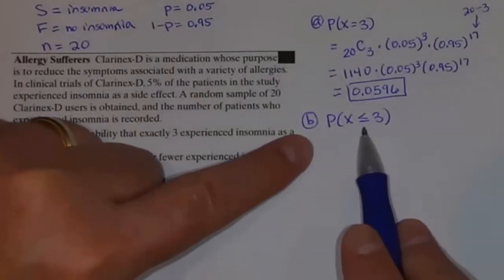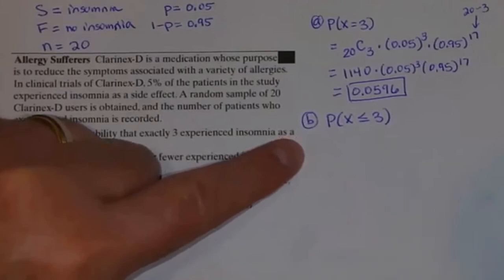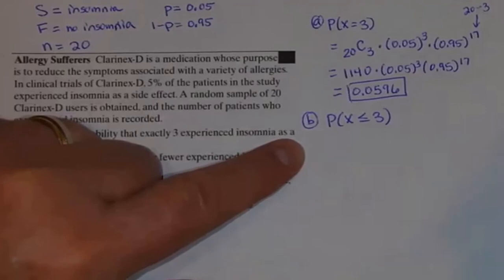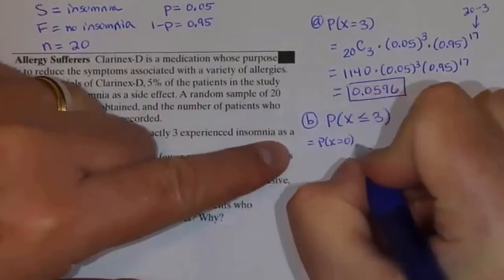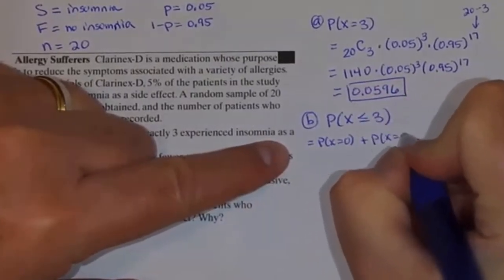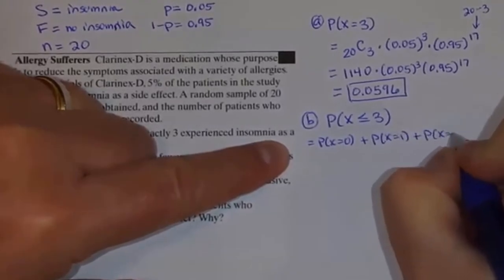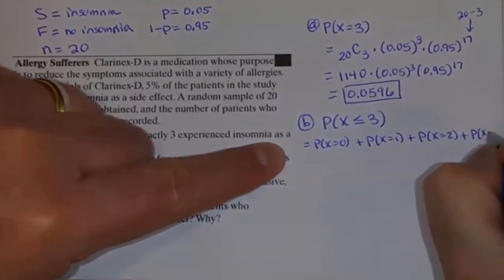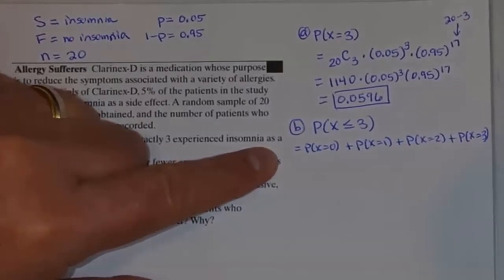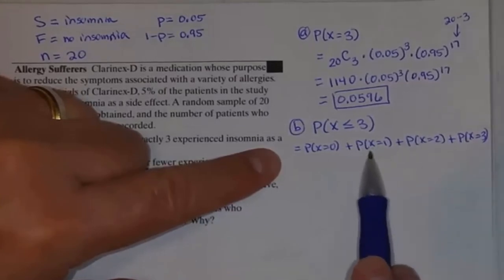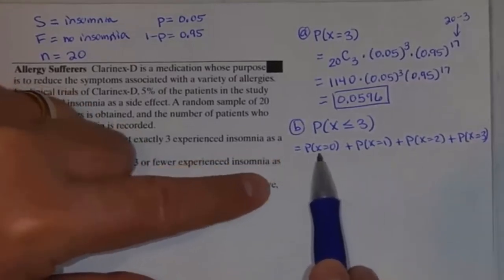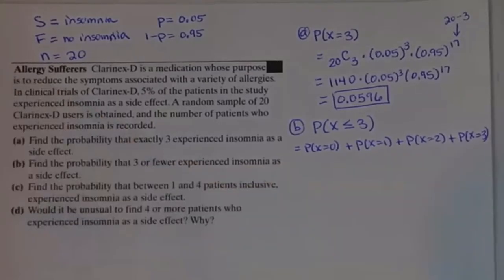So 3 or fewer people having insomnia means it could be 3, it could be 2, it could be 1, it could be none. So in other words, this is going to equal the probability of X equals 0 plus the probability of X equals 1 plus the probability of X equals 2 plus the probability of X equals 3. So if I find the probability of 3, the probability of 2, the probability of 1, the probability of none having insomnia, if I add those 4 things up, that would give me the probability of 3 or fewer.